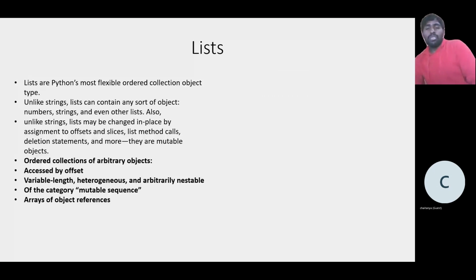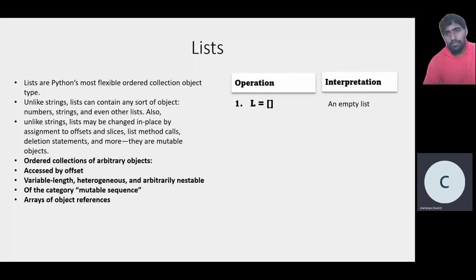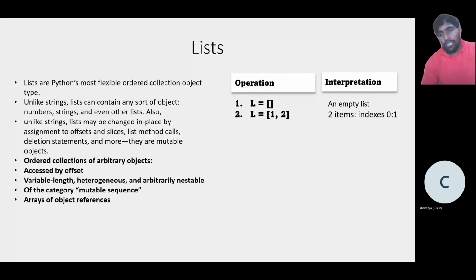Okay. So these are the basic understanding about the list. Now we will see the meaning of certain expressions. This is called an empty list. This is a 2-item list with indexes 0 and 1 because of offset indexing. And this is a nested list.